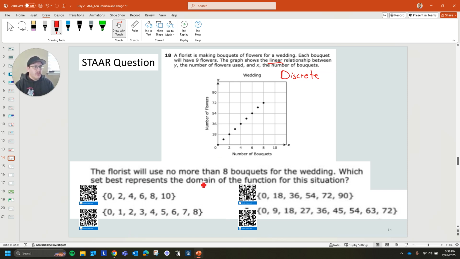So which set best represents the domain? Now we're looking for domain. Now we're only looking for no more than 8 bouquets. So does that matter? Let's count the dots. 1, 2, 3, 4, 5, 6, 7, 8, 9. Okay, so there's 9 bouquets. Actually, real quick, this does not matter really because all it asks is what the domain of the function is. So what is the domain? Well, domain talks about all the x values. So all we care about are x values here.